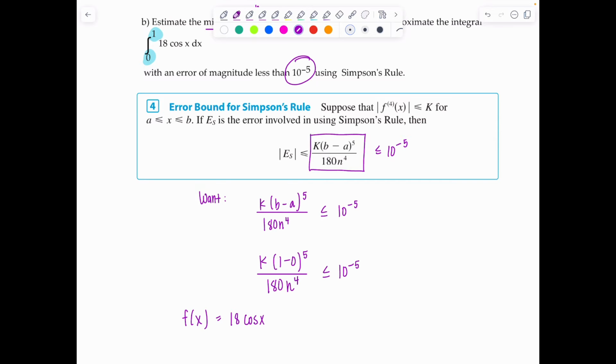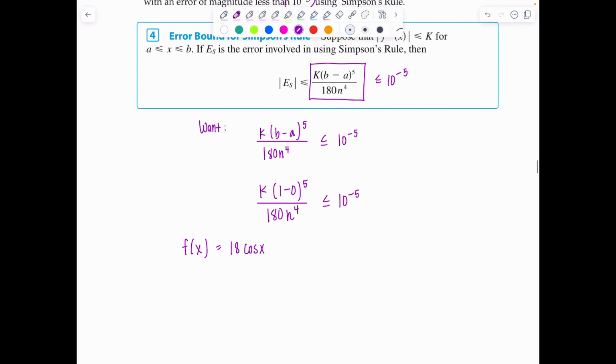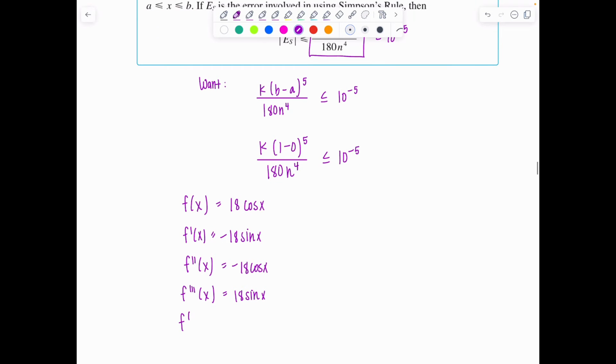Let's go ahead, let's take 4 derivatives. So f prime of x would be negative 18 sine x. F double prime of x would be negative 18 cosine x, good. F triple prime, positive 18 sine x, good. And then the 4th derivative, why, we're right back where we started. Oh my goodness, that's no coincidence, 18 cosine x.